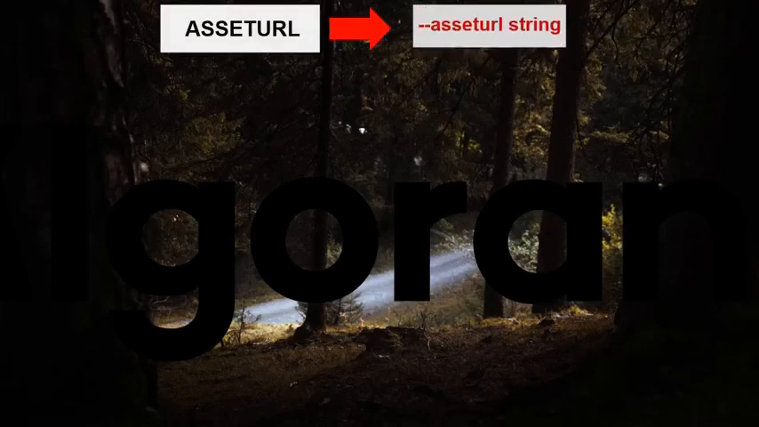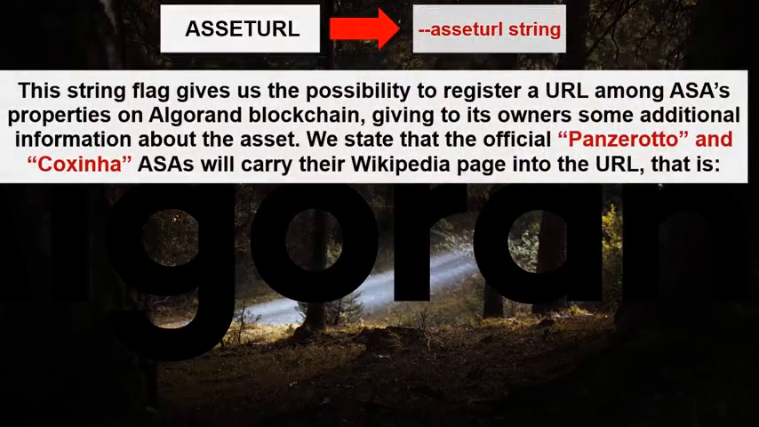Asset URL. This string flag gives us the possibility to register a URL among the ASA's properties on the Algorand blockchain, giving its owners some additional information about the asset. We state that the official panzerotto and coccinha ASAs will carry their Wikipedia page in the URL as follows.